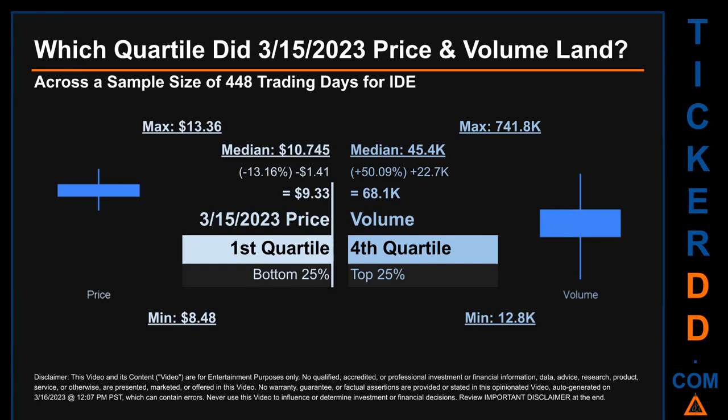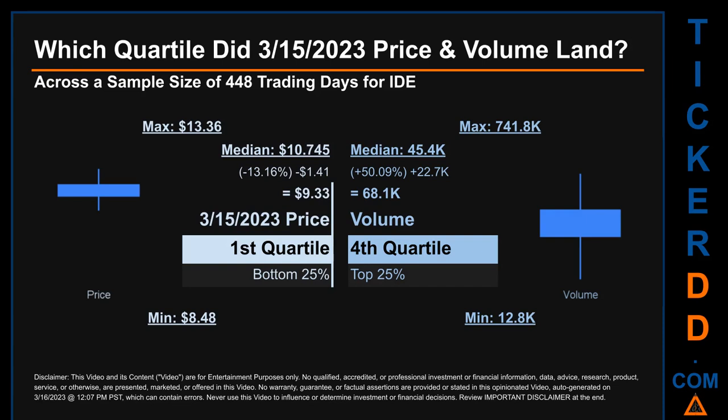The day's volume landed within the fourth quartile, marking it within the top 25% of all sampled daily volume, which saw a max daily volume of 741.8 thousand and a minimum of 12.8 thousand. Quartiles tell us about the spread of a data set by breaking that data set into quarters, just like how the median breaks the set into half.